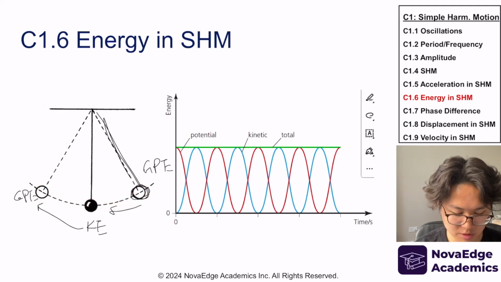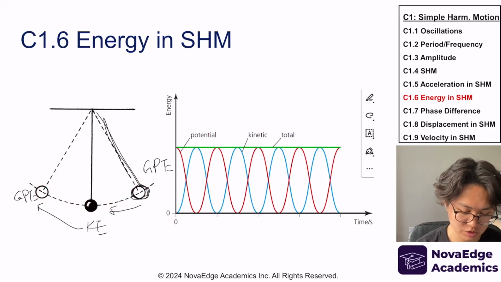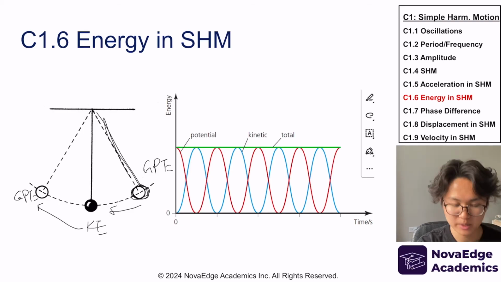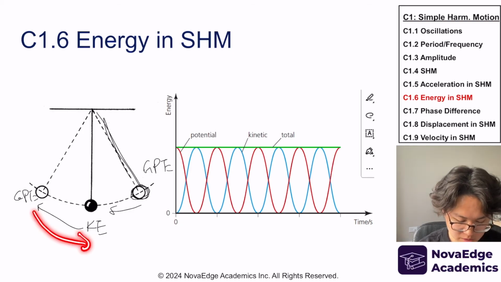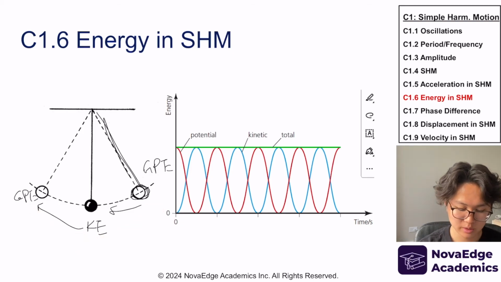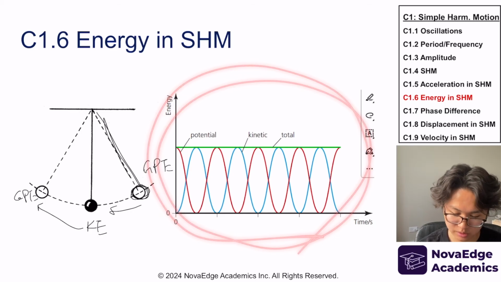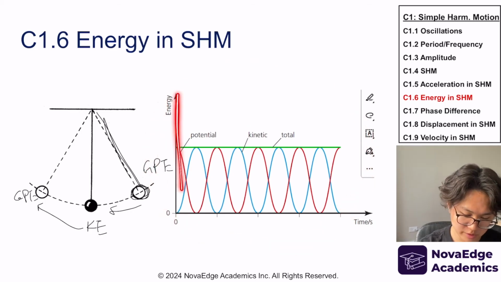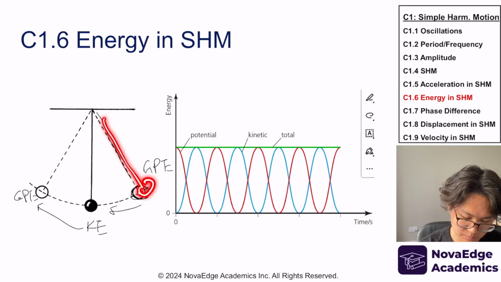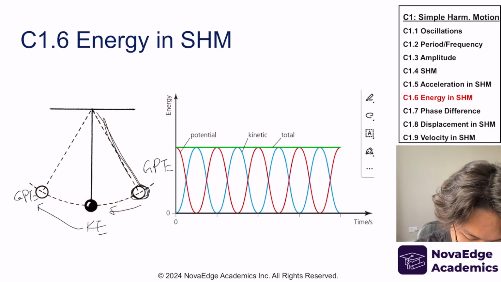So there has to be some conversion of energy from gravitational potential energy to kinetic, back to gravitational potential, back to kinetic, back to gravitational. So this is what the graph would actually look like. You have energy versus time. As I let go of the pendulum, first you have a lot of gravitational potential, then kinetic, then gravitational potential, then kinetic. And this is what it would look like.